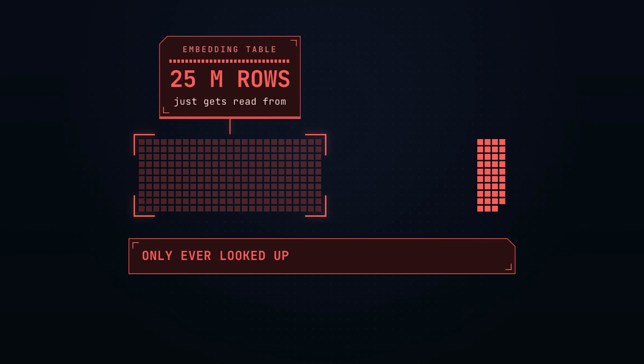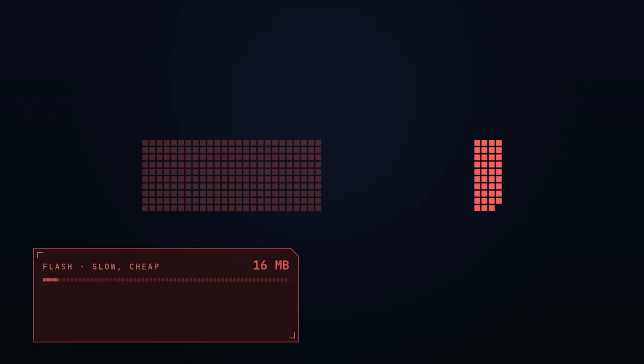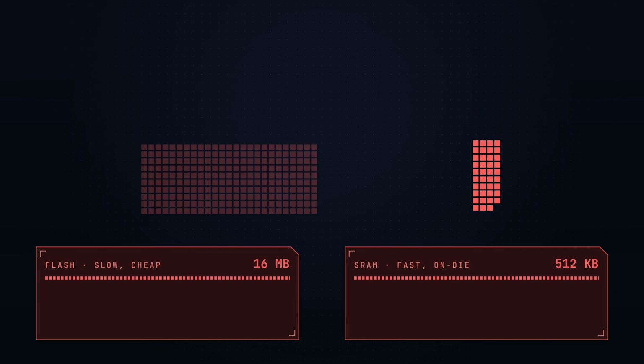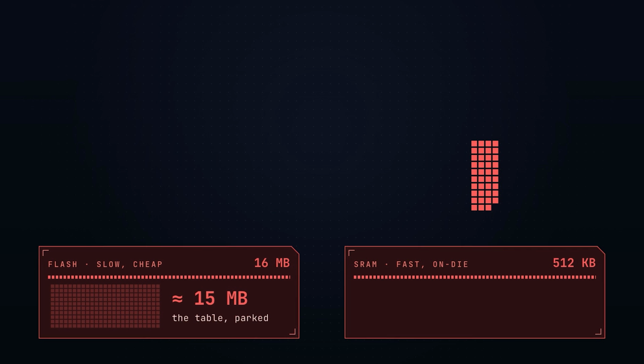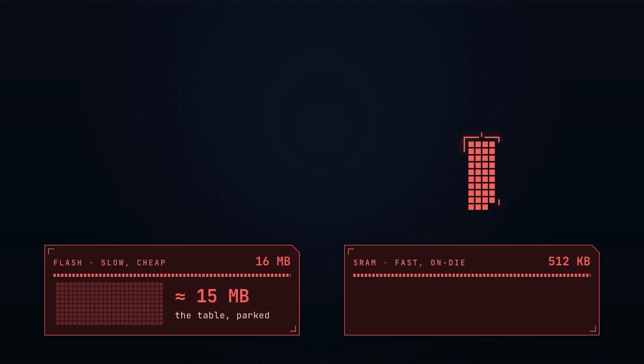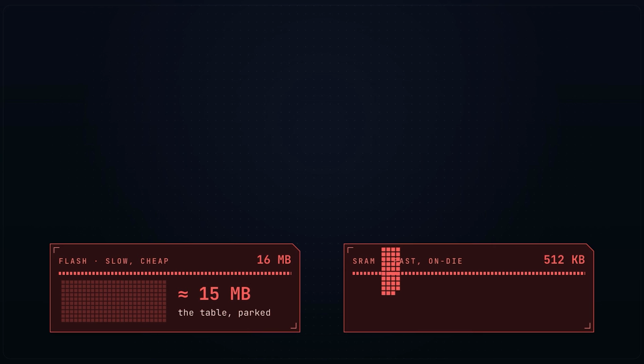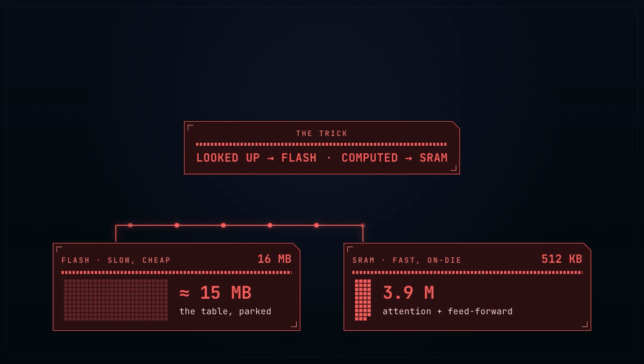If most of your parameters are only ever looked up, they don't need fast memory. So you can get away with leaving that table sitting in a slow, cheap flash memory and only pull the rows the current token needs. And the small part that actually computes and thinks about the next token, the attention head and feed forward, stays in SRAM. Okay, that's the compute part, but the question still remains, how do we fit such a big model onto such a tiny chip?